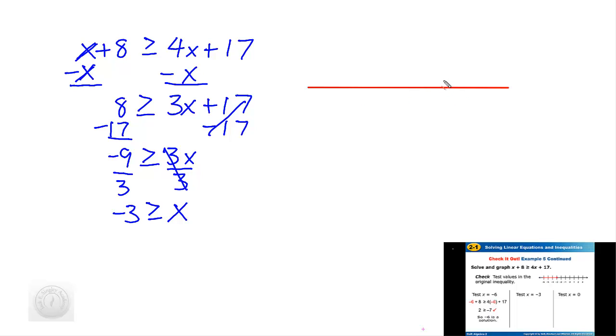Here's our number line. I'll go ahead and mark the arrows. This time negative 3 is our point of interest. So I'll go ahead and mark 0 here. This will be negative 1, negative 2, negative 3, negative 4. Since my x actually lands on the value negative 3, I can go ahead and put my shaded circle on that.